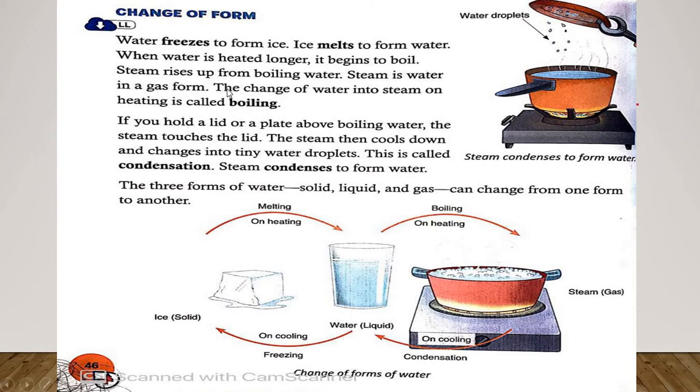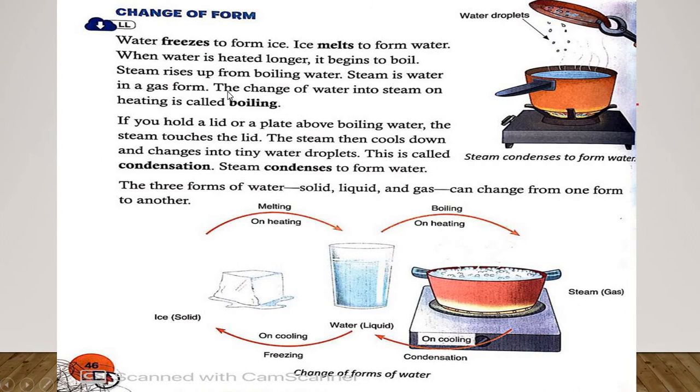Okay. So I want you to write down the last line. Please write down the last line, and you also have to repeat after me. Write it down quickly because I am going to repeat it only twice. The change of water into steam on heating is called boiling. Underline the word boiling.